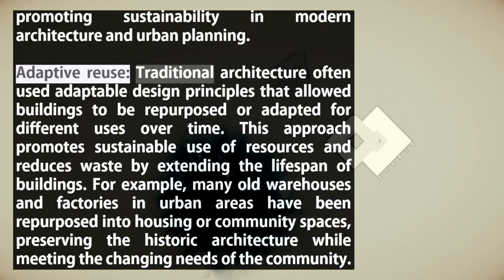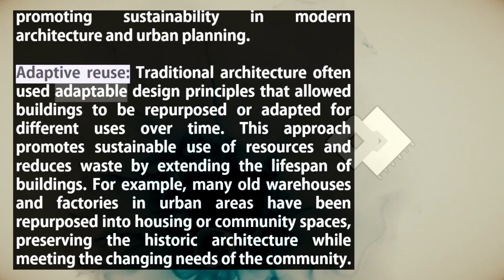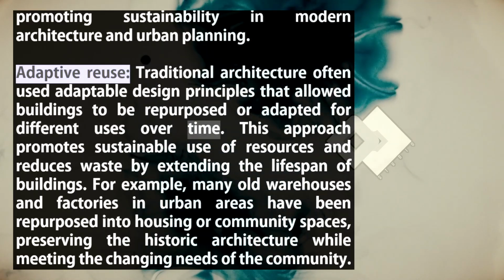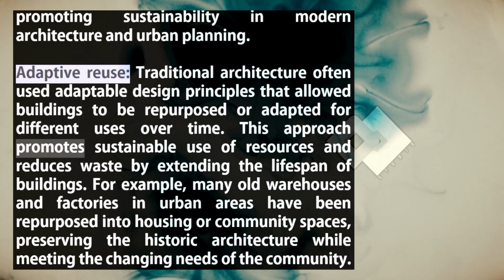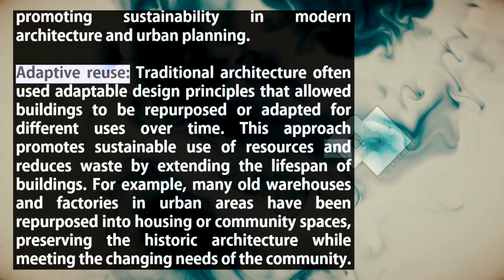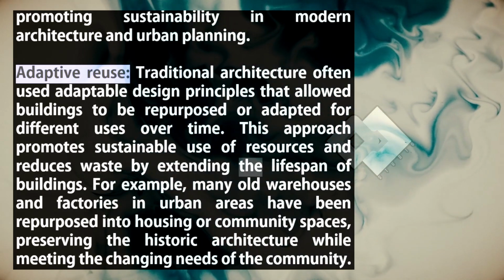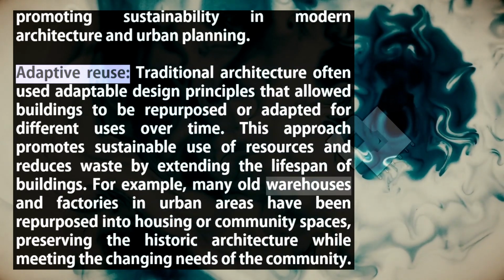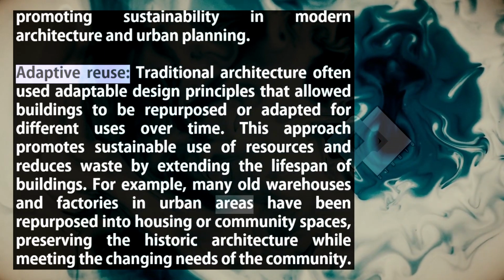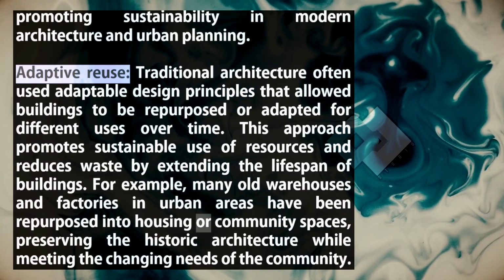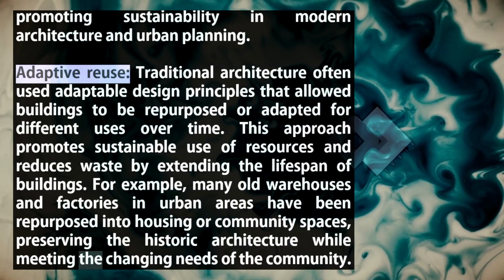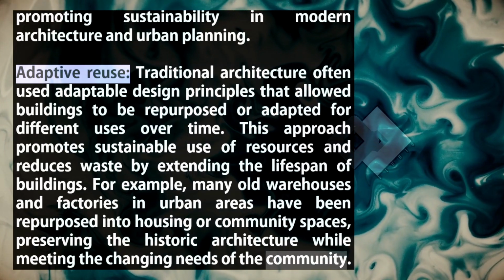Adaptive reuse. Traditional architecture often used adaptable design principles that allowed buildings to be repurposed or adapted for different uses over time. This approach promotes sustainable use of resources and reduces waste by extending the lifespan of buildings. For example, many old warehouses and factories in urban areas have been repurposed into housing or community spaces, preserving the historic architecture while meeting the changing needs of the community.